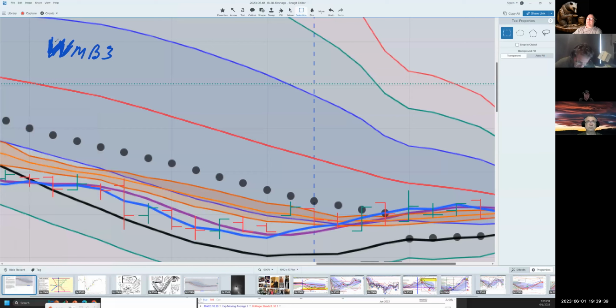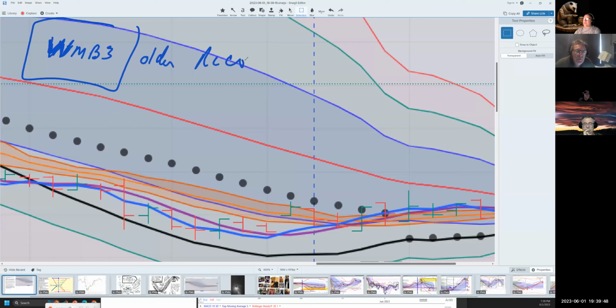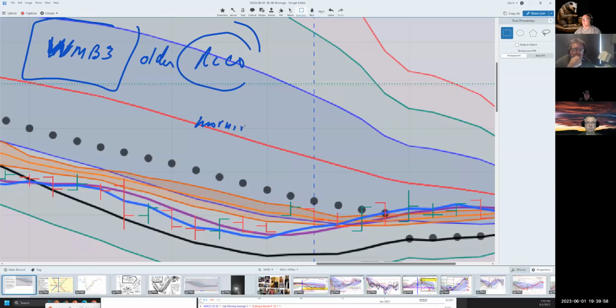So the WMB3 entry actually is older than the RLCO Generation 1. Because what I was trading 20, 25 years ago was the morning hook. And it was just a phenomenon. And what I was doing was swing trading one day at a time.